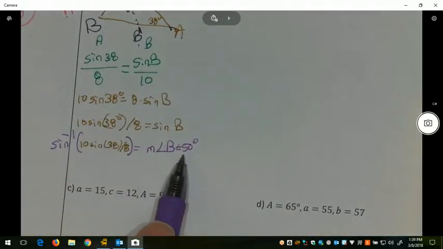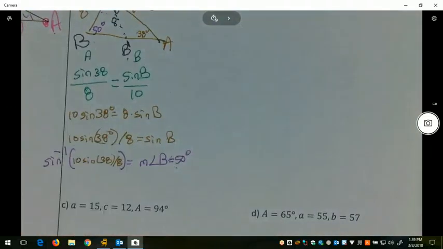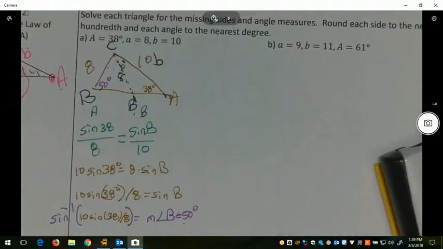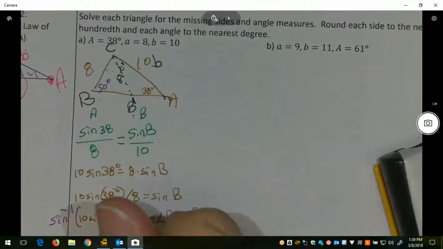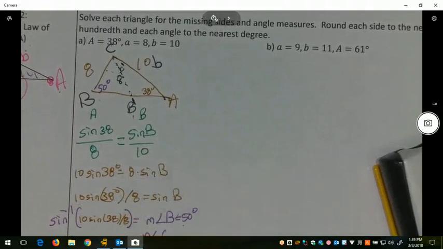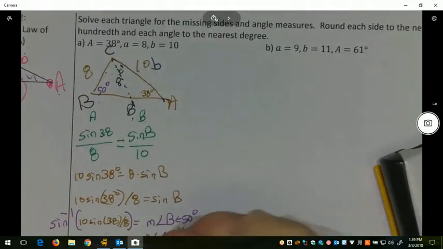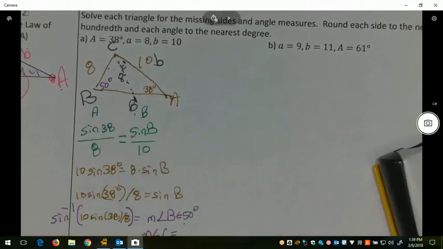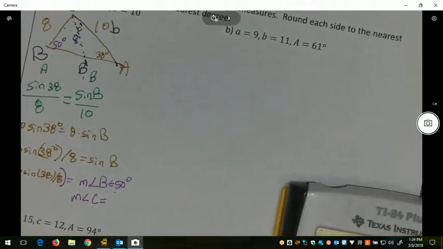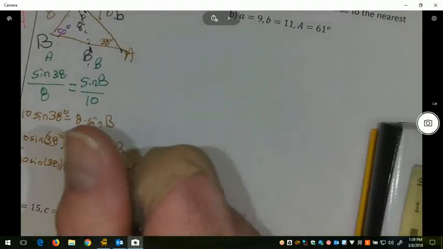So now I have the measure of angle B, and in this brown triangle, if this is 50 degrees, it's very easy for me to calculate the angle C. That means the measure of angle C would be 180 minus 50 minus 38, which is 92 degrees.